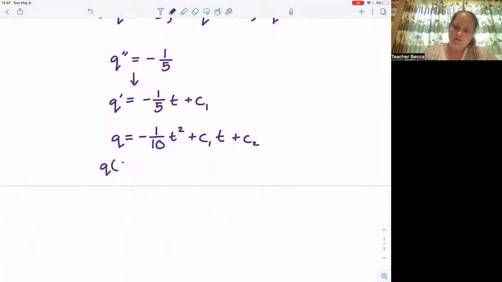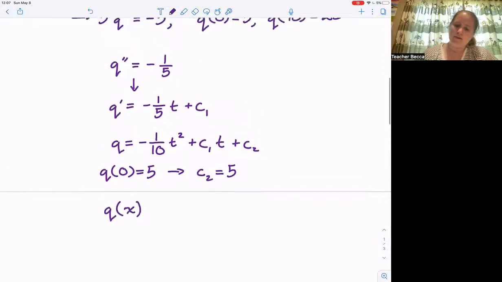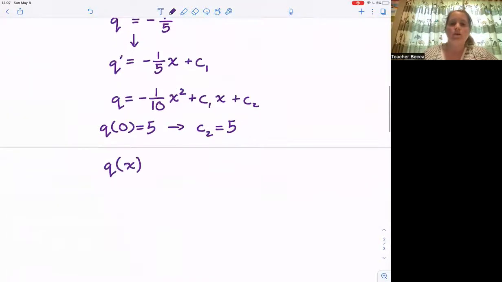Q of 0 equaling 5 implies that our C2 has to equal 5. So we have Q of X. I apologize, these should be X's, not T's. Q is a function of X. We have Q prime equals negative 1/5 x plus C1, and then Q equals negative 1/10 x squared plus C1 x plus C2. So Q of x is equal to negative 1/10 x squared plus C1 x plus 5.